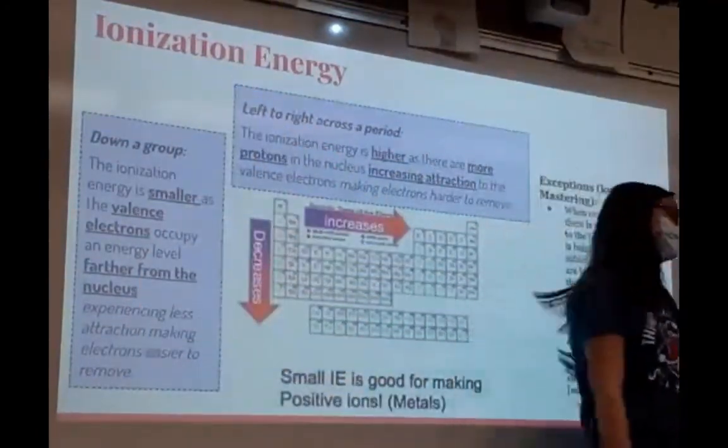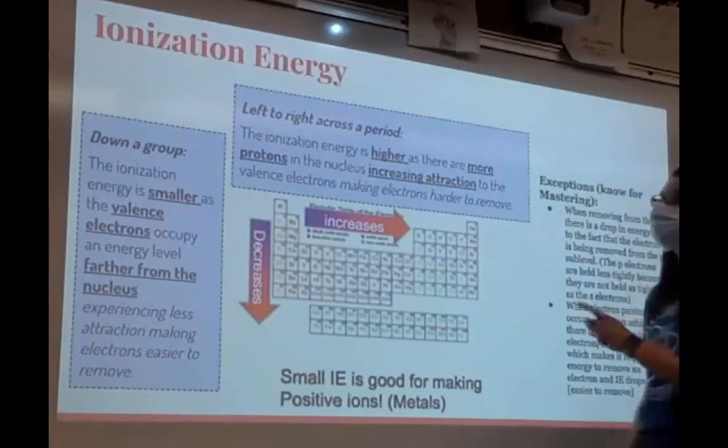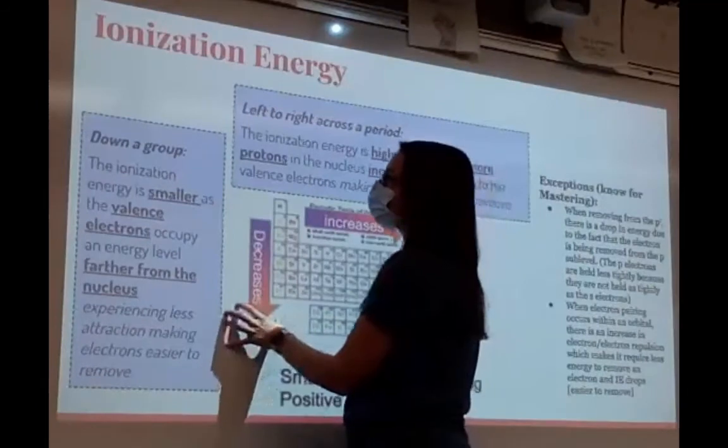So for ionization energy, we're going to look at some examples tomorrow that actually look at how we can tell whether there are 1, 2, or 3 valence electrons based on ionization energy. We will look at that tomorrow. For now, we're just going to focus on the trend.